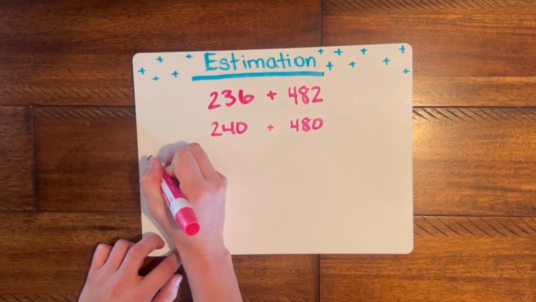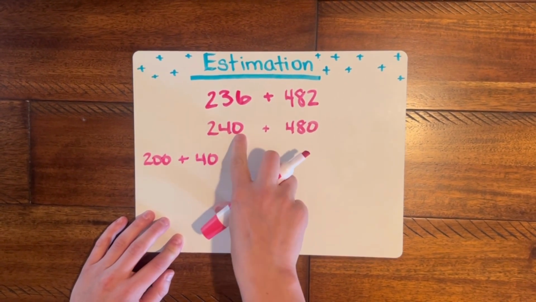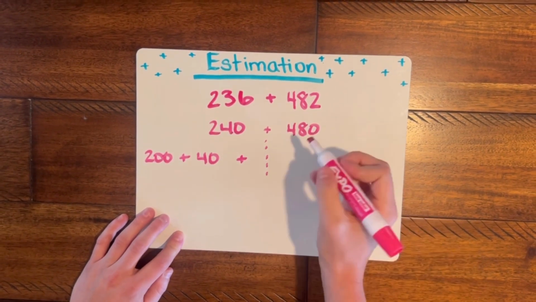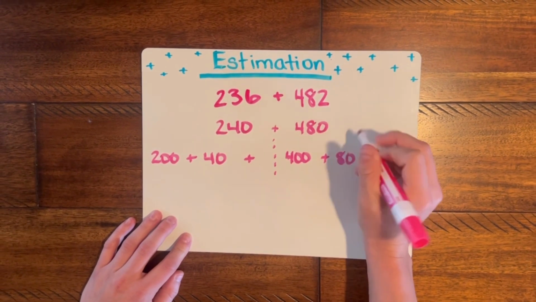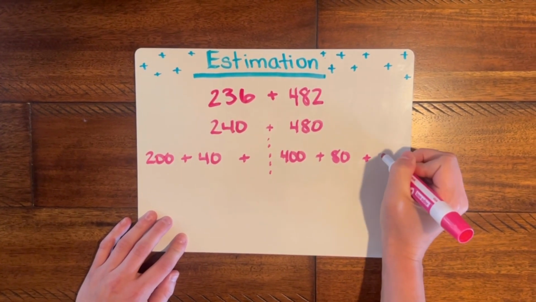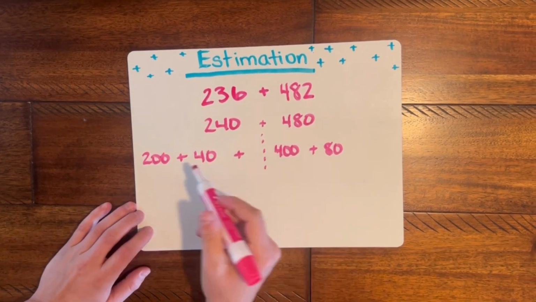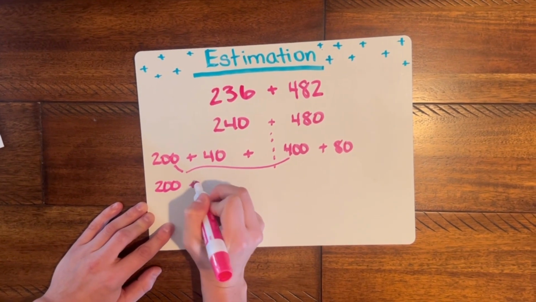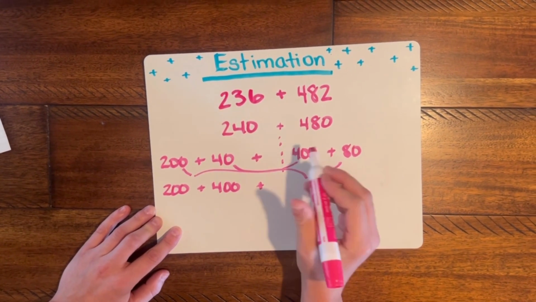So now we're going to break down 240 further to the hundreds and the tens, which brings us to 200 plus 40, and the same thing on the other side, to 400 plus 80. Then we can group our hundreds and our tens together. So we're going to group 200 plus 400. Now we're going to group the tens together, which is 40 plus 80.